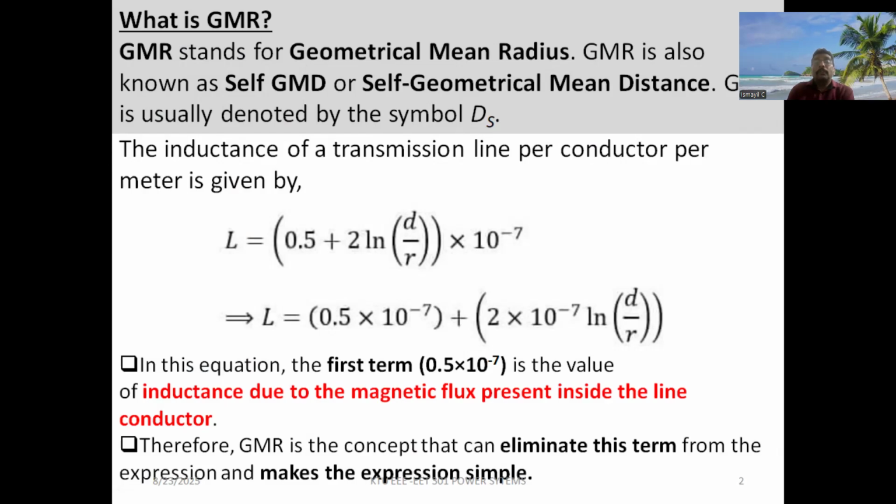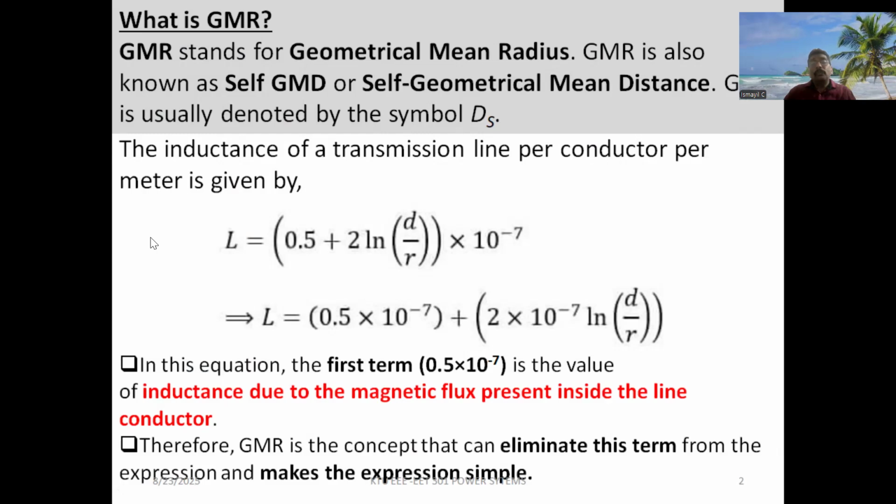We all know that the inductance of a transmission line per conductor in a single phase system or in a three-phase system is given by L equals (0.5 plus 2 ln d by r) into 10 raised to minus 7, where d is the distance between the transmission lines and r is the physical radius of the transmission line.